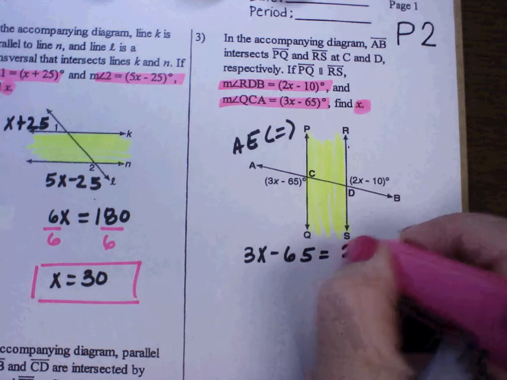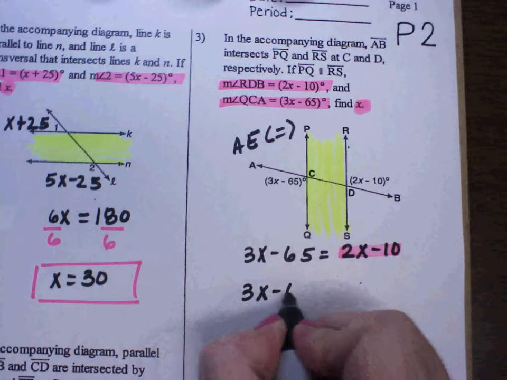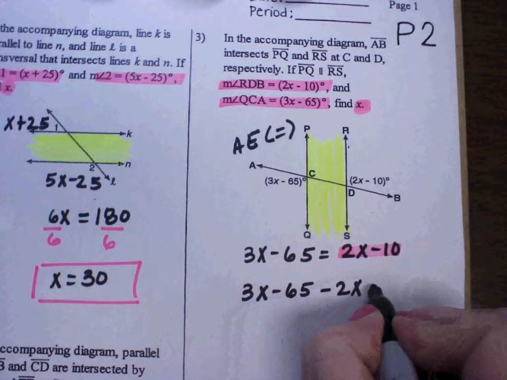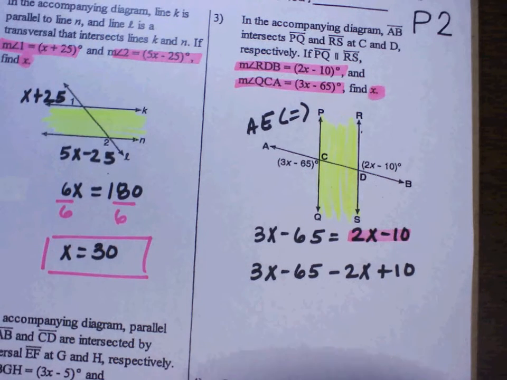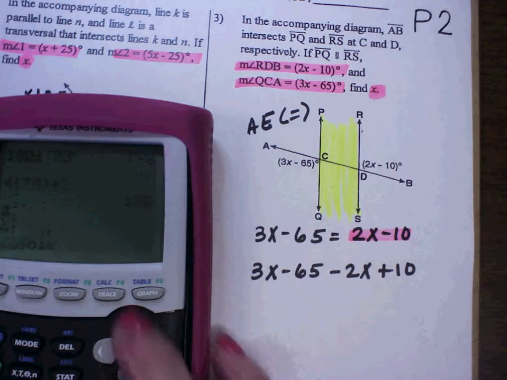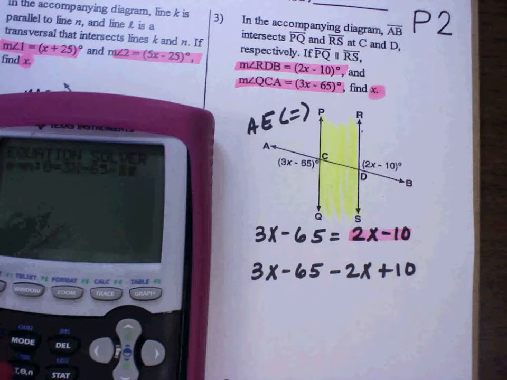I'm going to highlight what I'm going to change. Copy what you haven't highlighted. Change everything that you're changing to its opposite. Okay? Thank you, Herman. All right, then the calculator takes over, correct? All right, let's go. 3x minus 65 minus 2x plus 10.